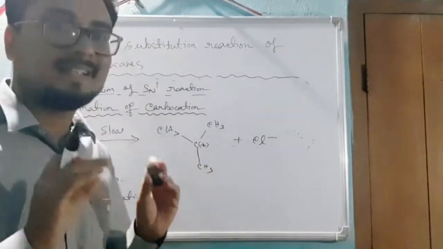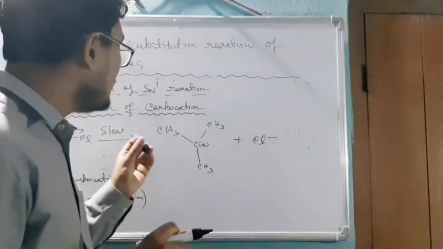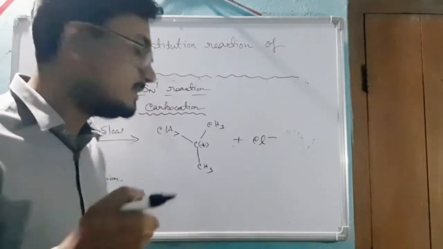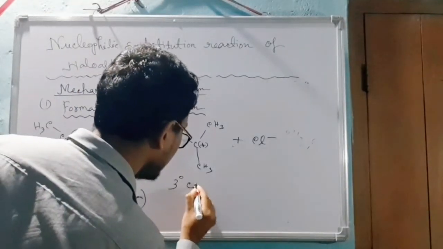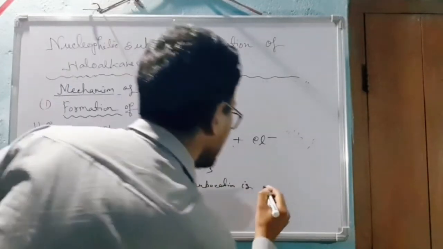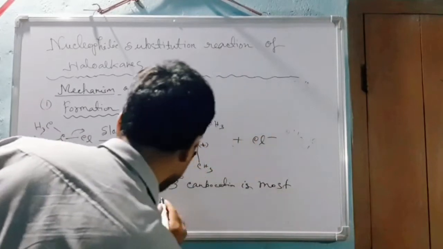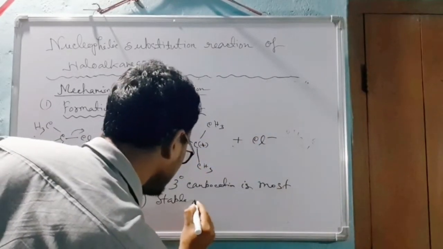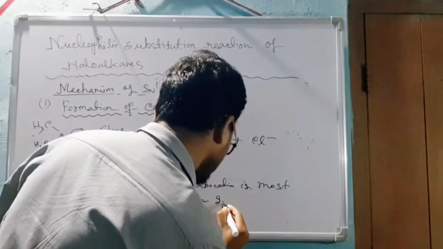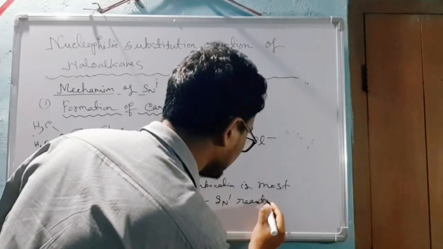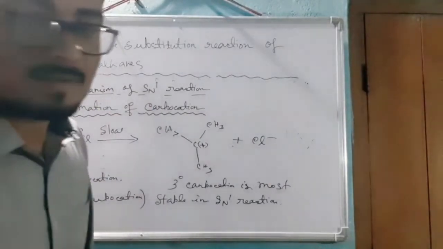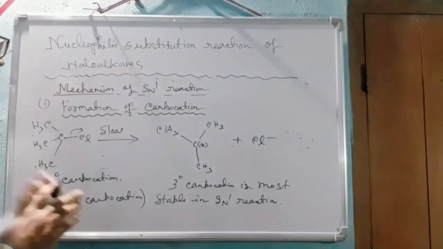For example, in the Sn1 reaction, which one is more stable? Tertiary, secondary, or primary? What do we write? We write 3-degree carbocation is most stable in Sn1 reaction. Clear? Okay. This is the first step.